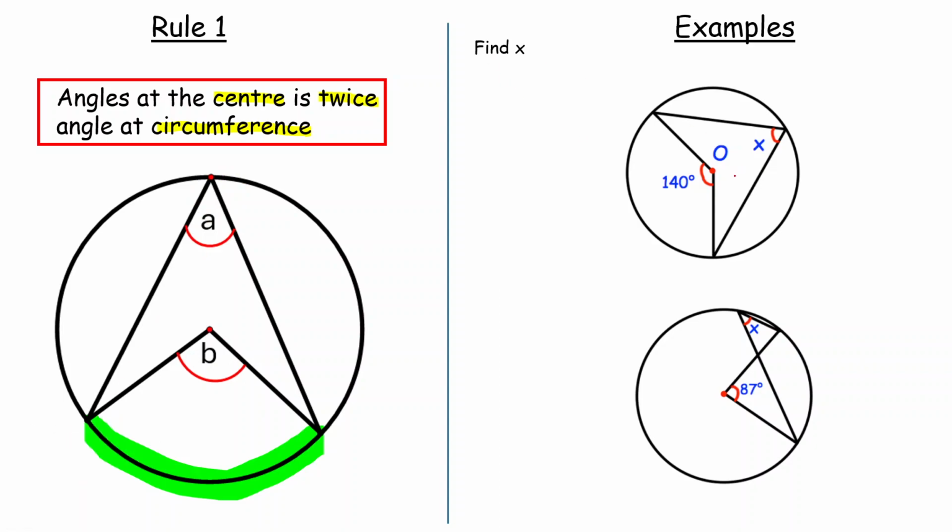So looking at the first example, it says find x. Well, we've just said that the angle at the centre is double the angle at the circumference, which must mean that this angle here is going to be half of 140. So 140 divided by 2, which is equal to 70 degrees. Okay, and that is your answer. It's just half of the angle at the centre: 70 degrees.